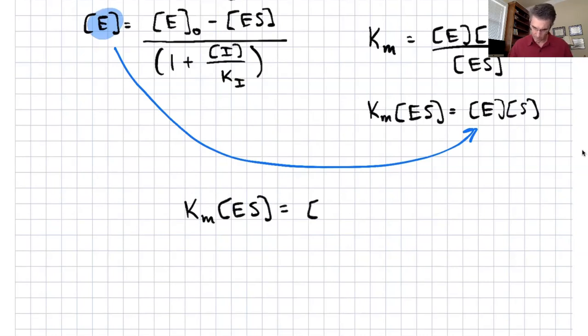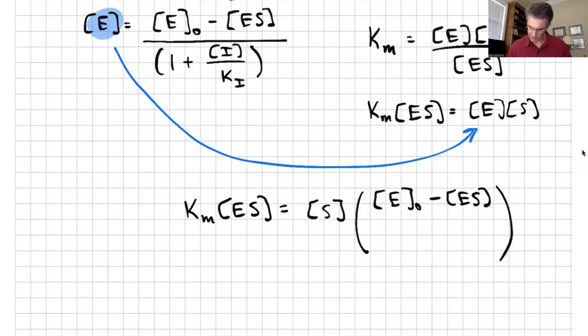We rewrite that expression now as Km times the concentration of Michaelis complex equals the concentration of substrate times the concentration of total enzyme minus the concentration of the Michaelis complex, over 1 plus the concentration of the inhibitor over K sub I.